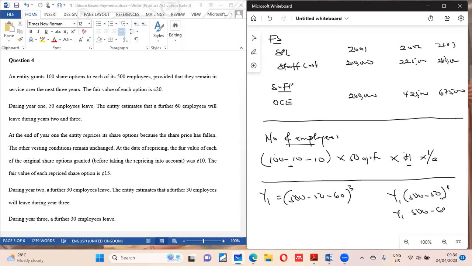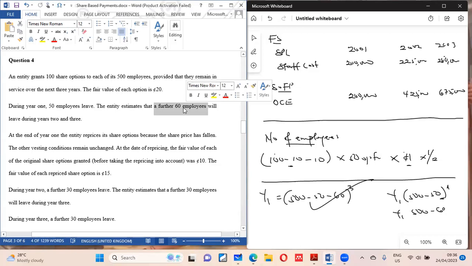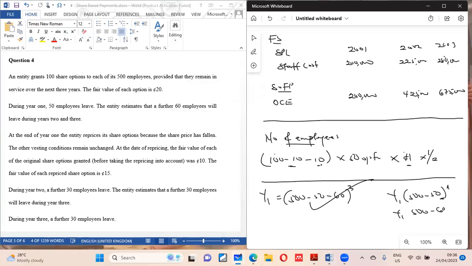Okay, somebody has put something in the chat box. All right. 500 minus 50 minus 60. Anyway, this is the correct one. See, it's English. 50 leave, and the entity estimates that a further 60 will leave. So it is like the one we said, 10 have left. A further 10 is expected to leave. That is it.